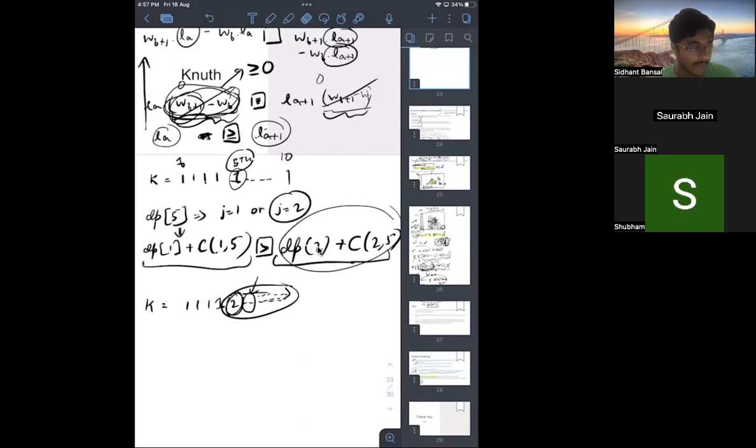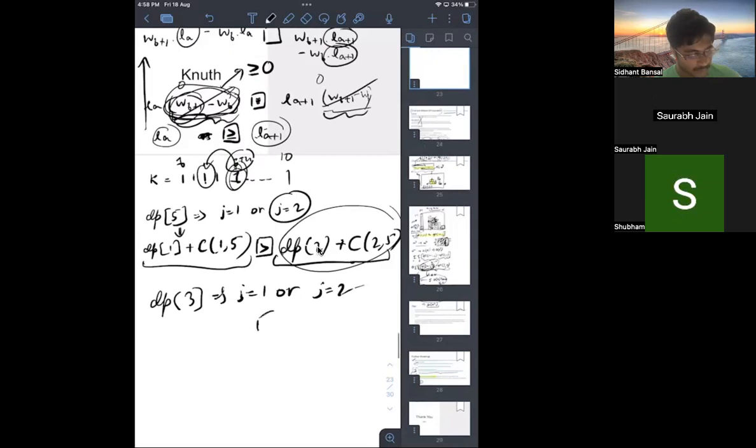But my binary search has still not finished. Maybe 2 is also better somewhere here. So I won't stop doing my binary search at this point. So say for K equal 5, I find this to be the case that 2 is better. So I'll try for this point, K equal 3. So I'll compare DP3 for J equal 1 or J equal 2.